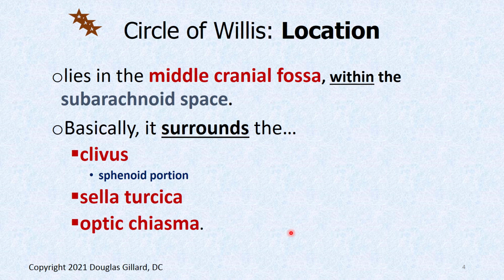It's specifically located in the middle cranial fossa. It's within the subarachnoid space and basically surrounds the sella turcica, the optic chiasma, and the clivus, the sphenoid portion of the clivus, as we said.